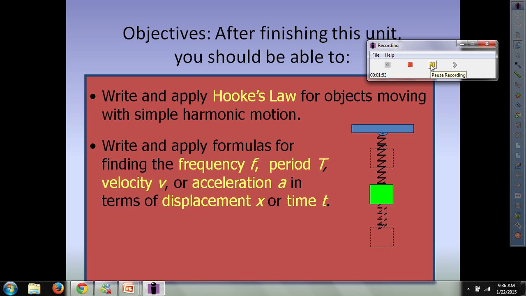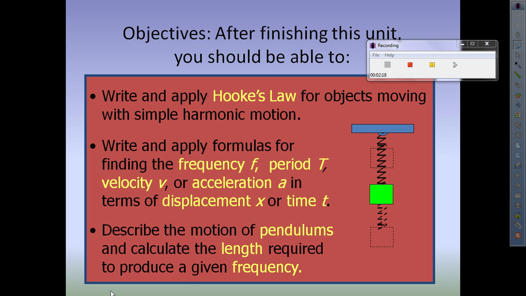So none of those symbols are new to you, they are variables. Frequency we have always called f. Period has always been capital T. The velocity is v, as always. Acceleration is a. We used to call displacement d, but we're going to call it x because we're going to talk about the displacement that happens along the axes, and time is just simply t, so that's not a big deal to you.